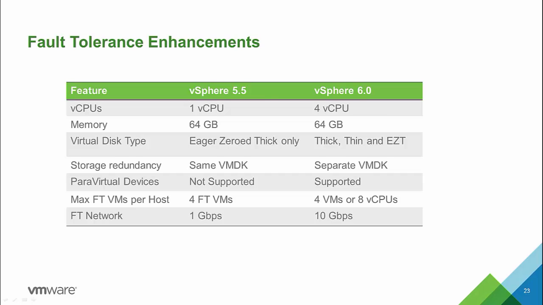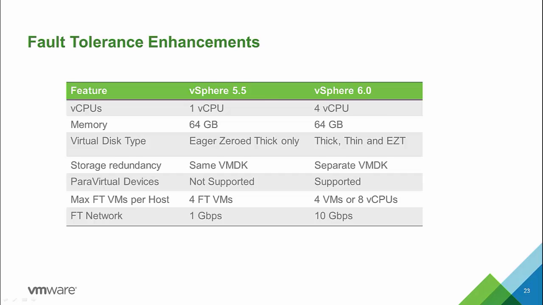The number of VMs that can be protected by fault tolerance remain the same, but there is an additional condition to keep in mind. Before, in 5.5, you could only support up to 4 fault tolerance protected machines. In 6, you can have either 4 VMs or 8 vCPUs. So in other words, if you have 2 VMs and each of these VMs have 4 vCPUs each, that is your maximum. So it's either 4 VMs or 8 vCPUs, whichever you reach first. The bandwidth requirement also went up from 1 gigabit per second to 10 gigabit per second.